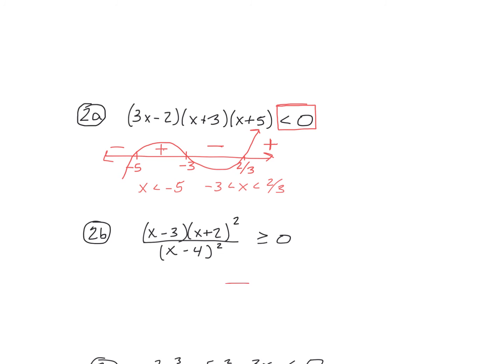2b. This one here, you probably don't want to deal with the shape of the graph at all. I'll do this strictly by test point method. Your zeros are -2, +3, and +4. And then testing a point greater than 4 would make everything positive.